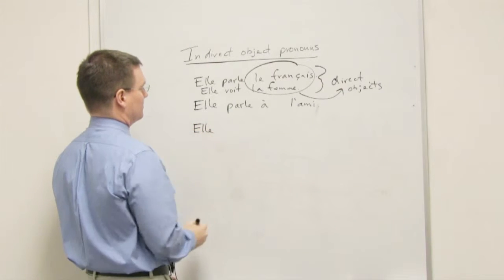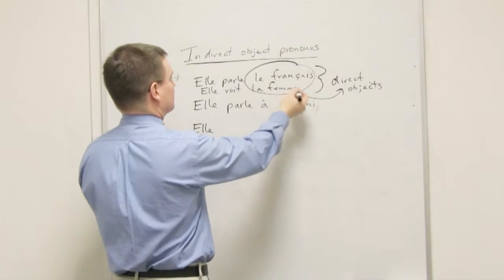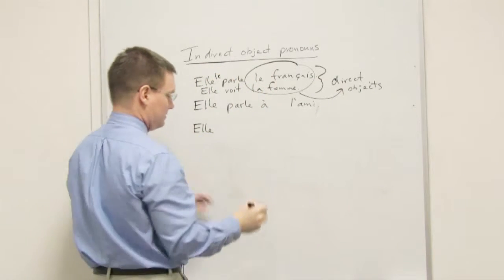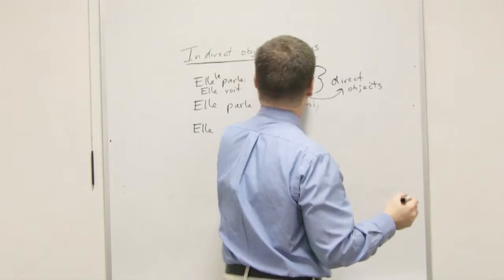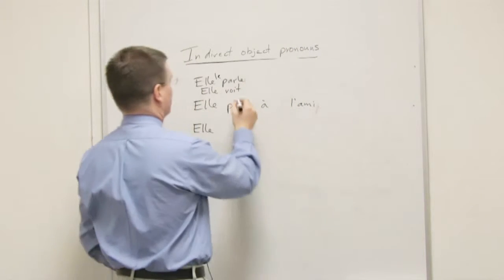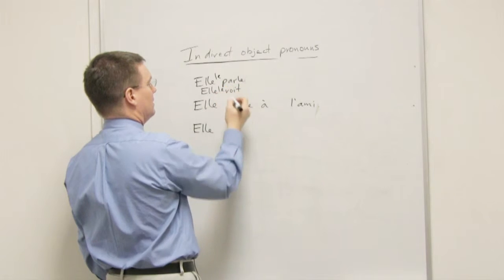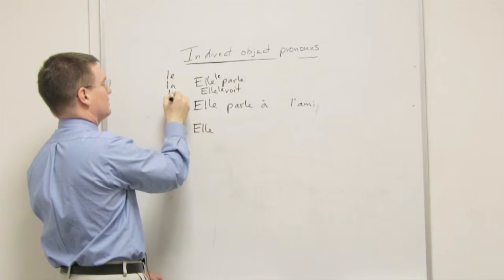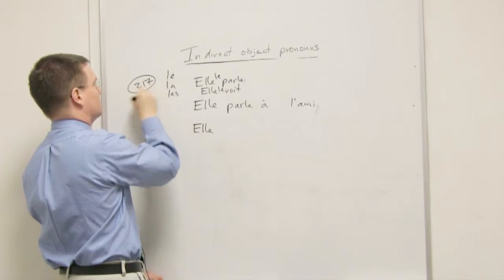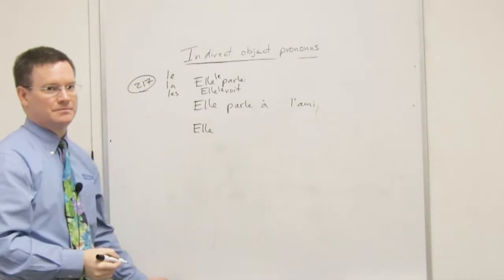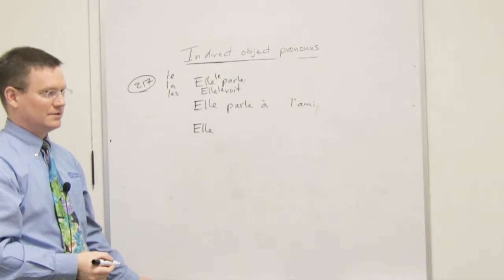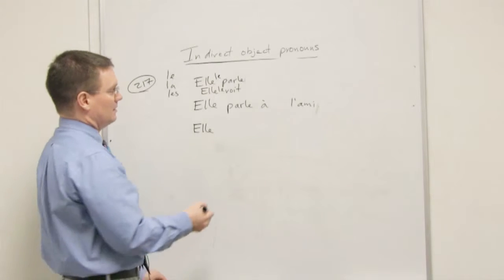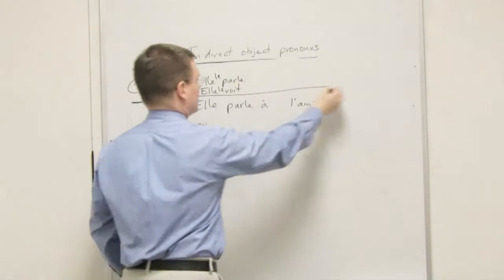With the direct object pronouns, for example, she speaks French. If we want to say she speaks it, you just say elle le parle, right? Or she sees her, elle la voit, because remember, our direct object pronouns are le, la, and les. This is on page 217 of your book if you want to review direct object pronouns. A really important page, by the way. I'd review that page and memorize it if I were a student. So that's direct object.